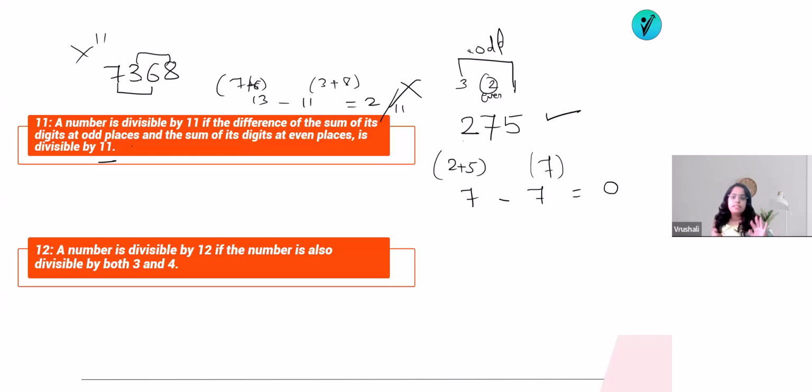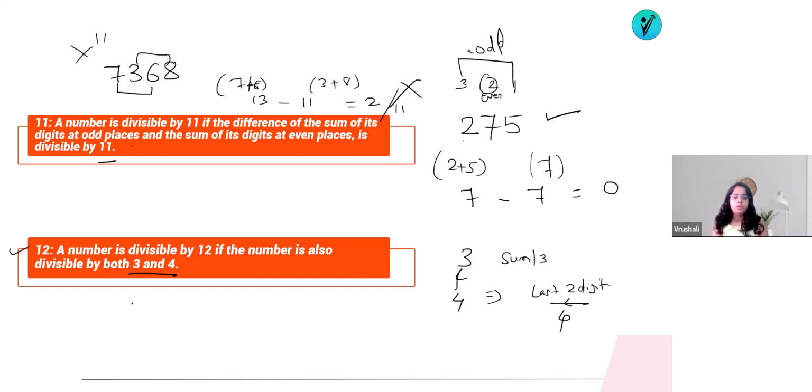So the next one is the divisibility rule of 12. What is the divisibility rule of 12? If any number is divisible by 3 and 4 both, then it will be divisible by 12. Like for 6, it should be divisible by 2 and 3. For 12, it should be divisible by 3 and 4. So for 3, what do we know? Sum should be divisible by 3. And for 4, the last 2 digits should be divisible by 4. If it follows this condition, it will be divisible by 12.